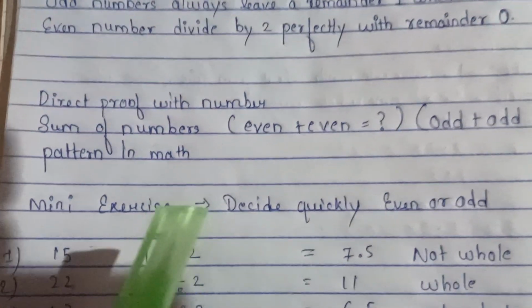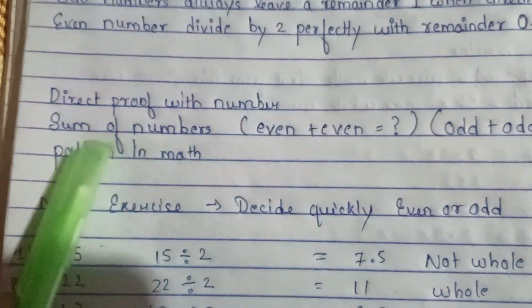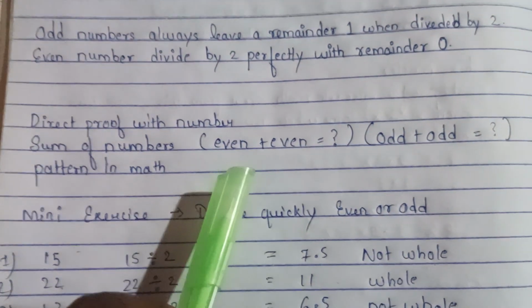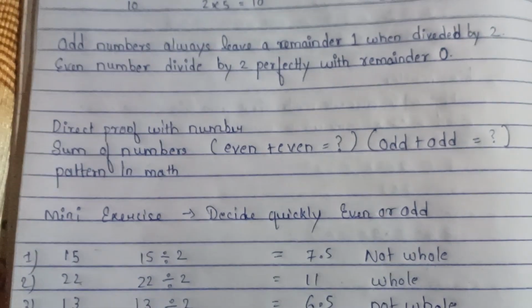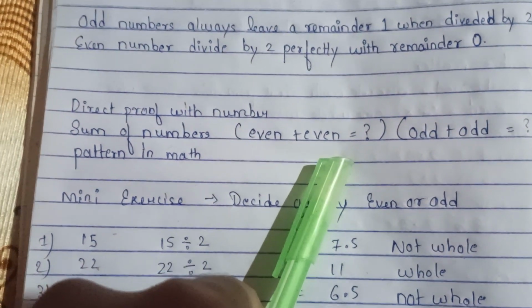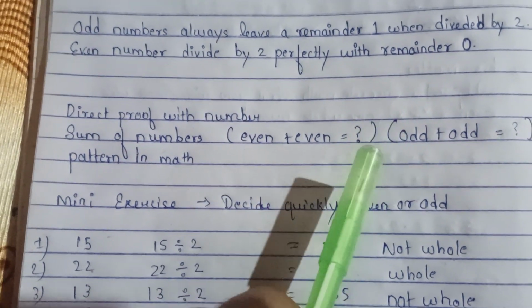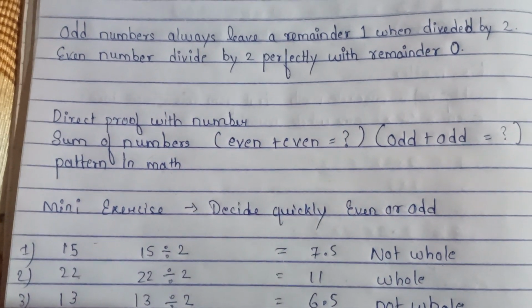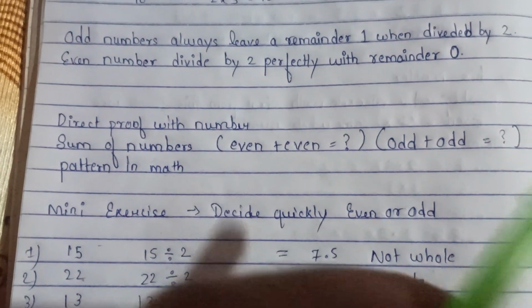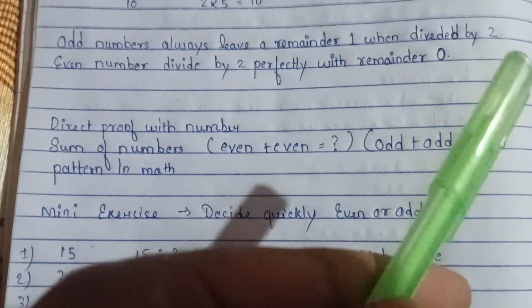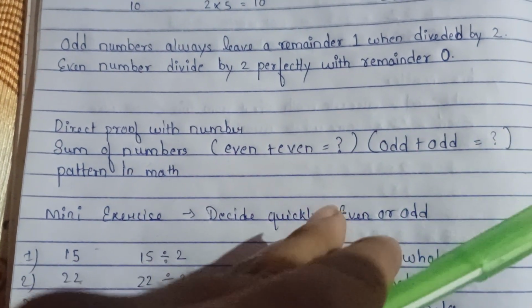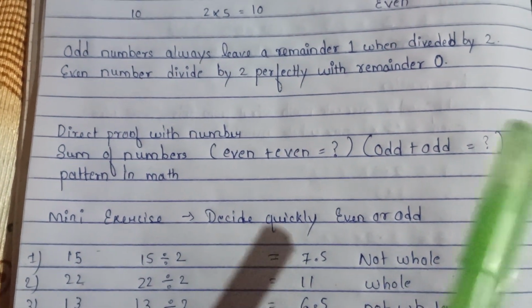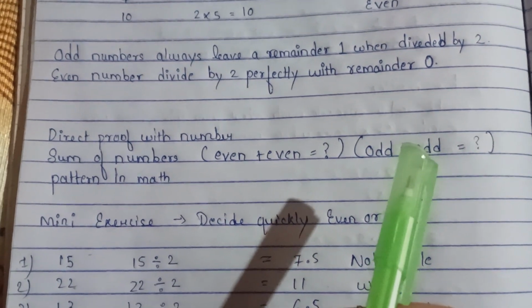And I have this thing about the sum of numbers: even plus even, like 2 plus 2, will give you 4, which is an even number, and 4 plus 4 is 8. 8 plus 8 is 16, and 16 plus 16 is 32, which is also an even number.